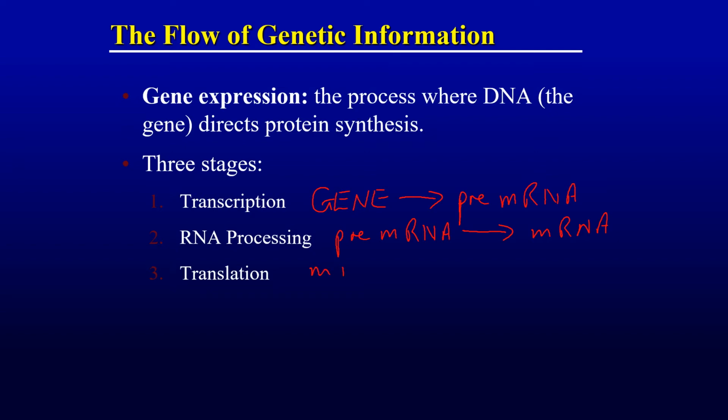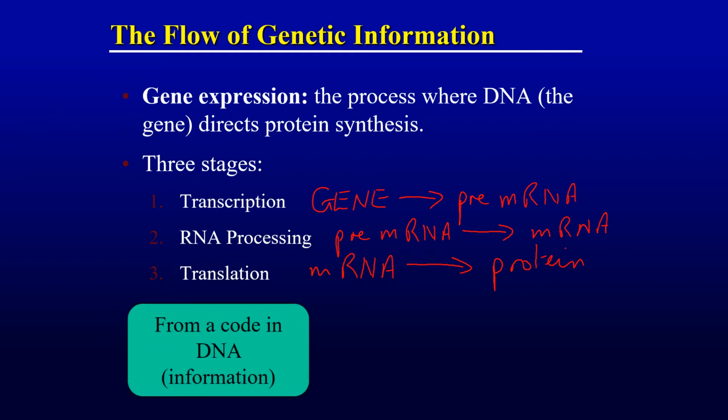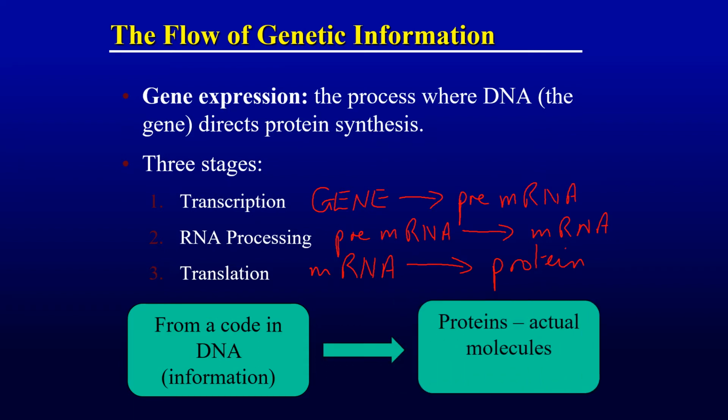That's where we take the information carried in RNA and we use that to direct the production of a protein or a polypeptide. So gene expression literally takes the code, the information in the DNA, and it interprets that information and it produces actual molecules, proteins. And so we're going to look at each of those 3 stages in more detail.